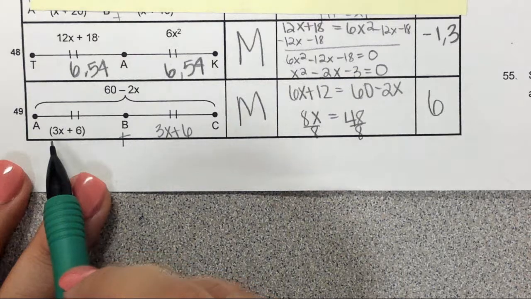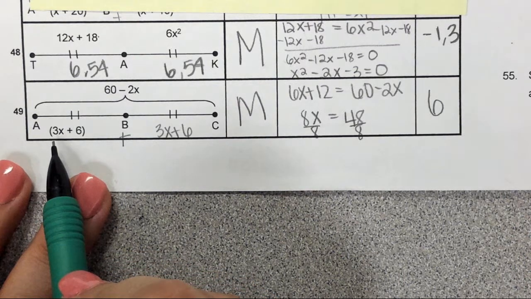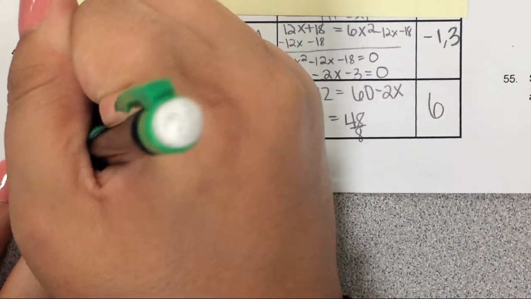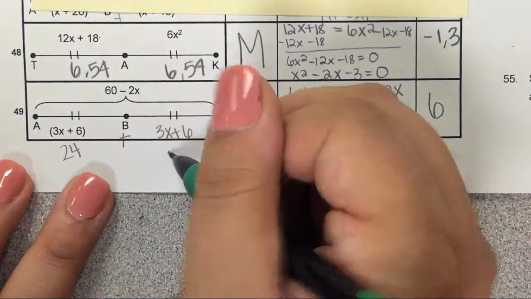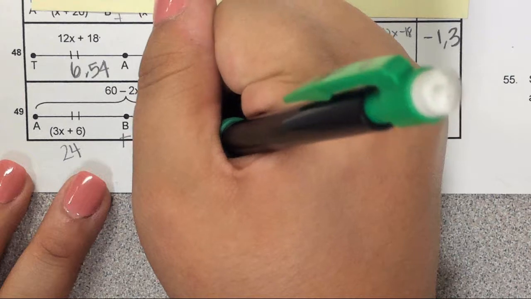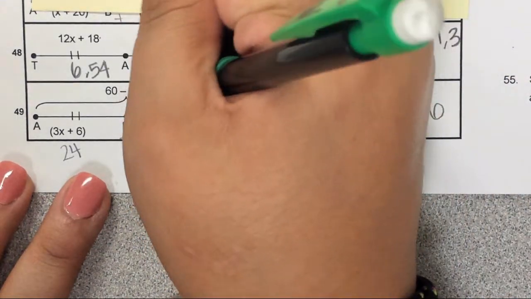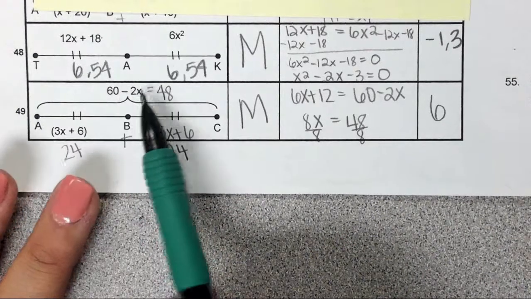What's 3 times 6? Plus 6. So if this side's 24, what should this side be? And what should the whole thing be? 48. And again, you can check it by plugging 6 in and making sure.